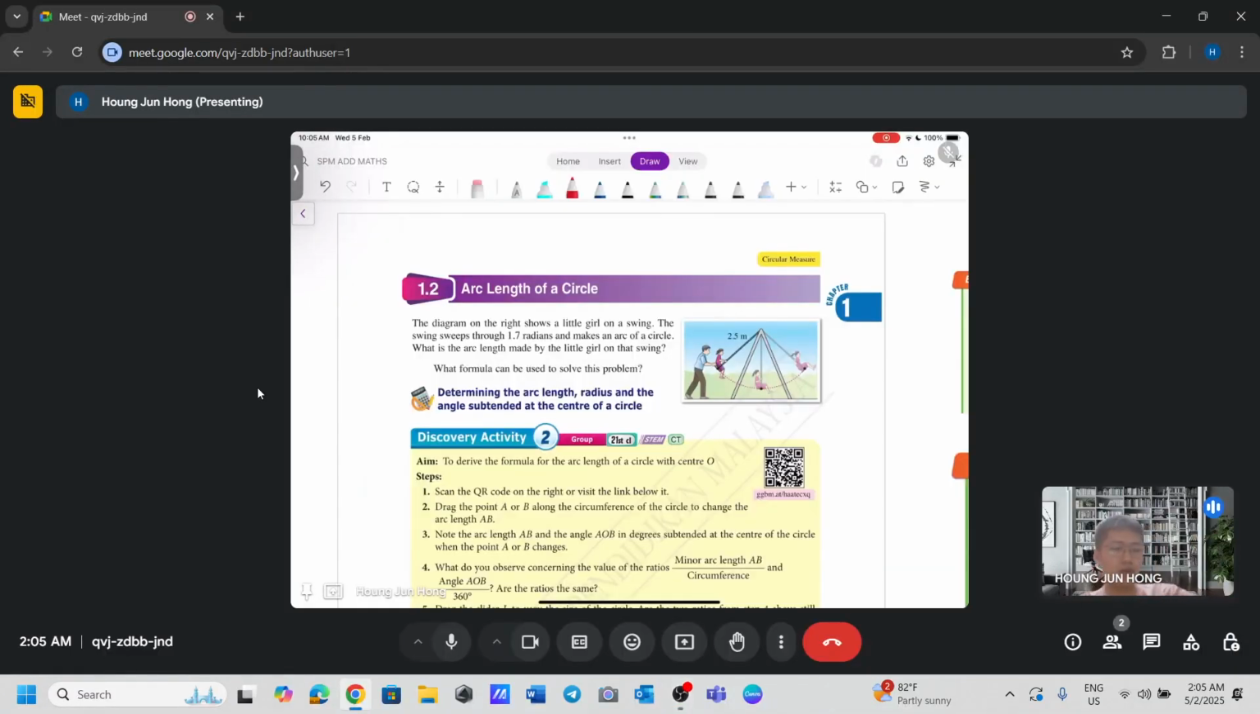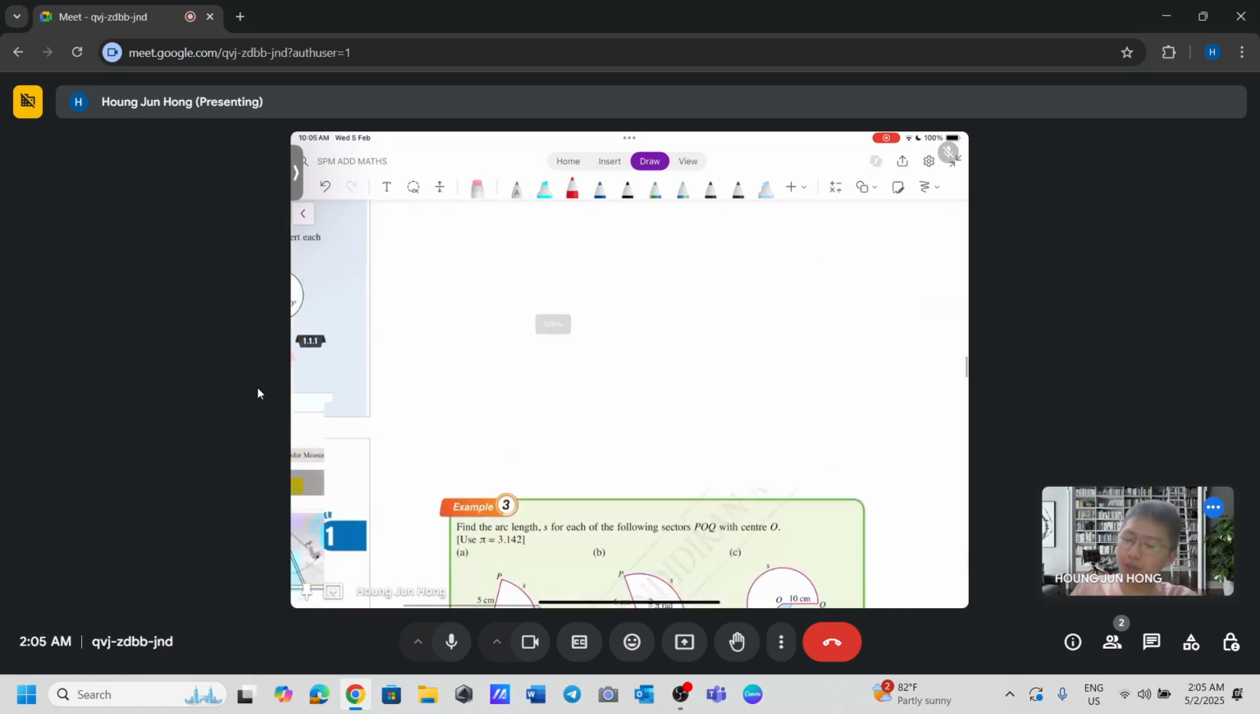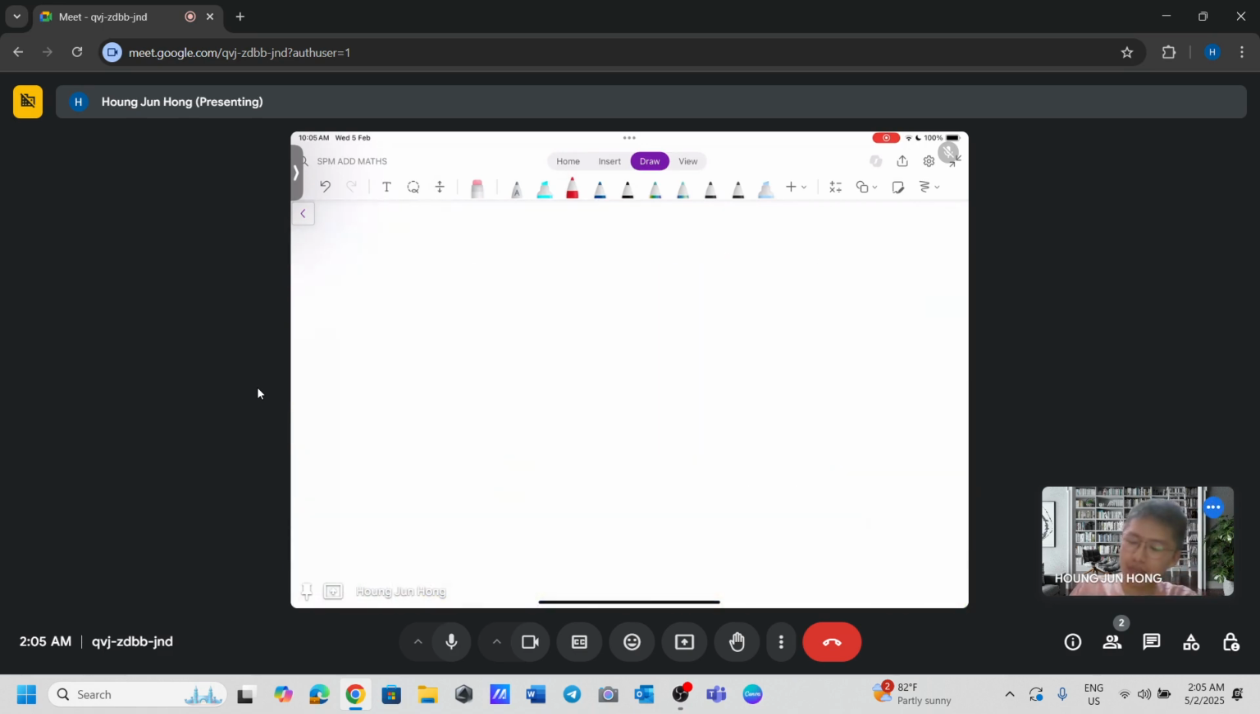Okay, cool. Let's just continue from wherever we left off last time. We were talking about a very simple theory in which we have radian as a new representation of angle, such that radian and degree are interchangeable. As you remember, 360 degrees is equivalent to 2 pi radian.